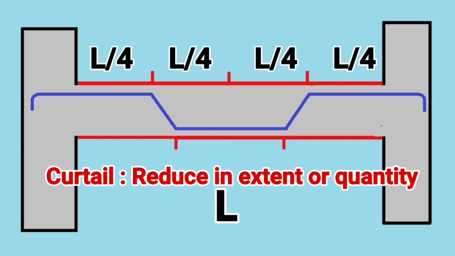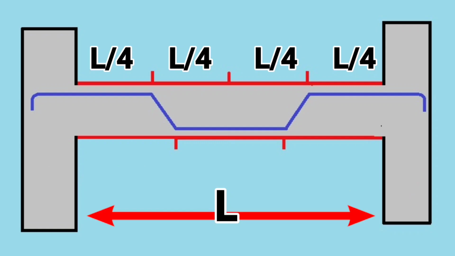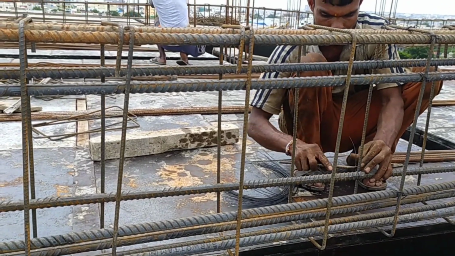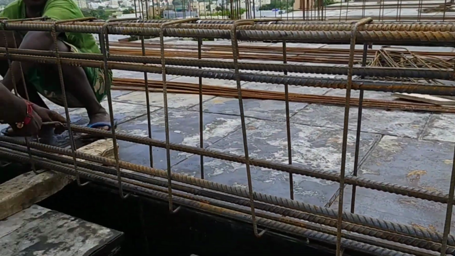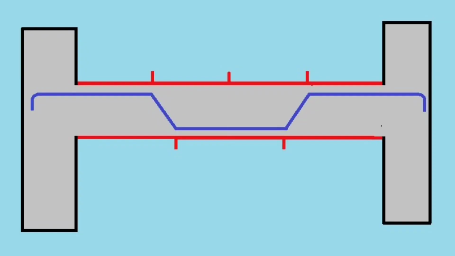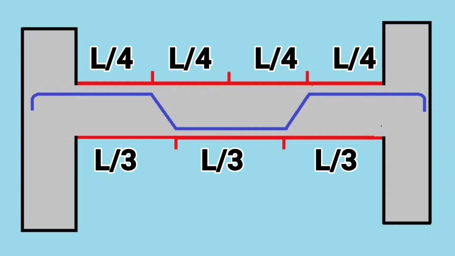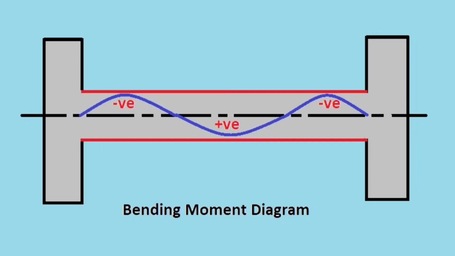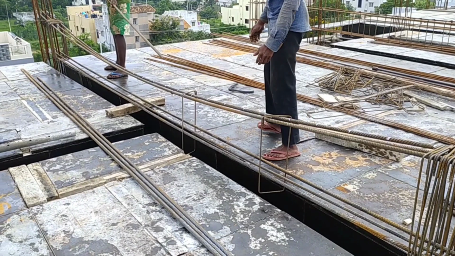The extra bars that are provided at the top are at a length of L/4 from the support. The curtailed extra bars that are in between the top and bottom reinforcement are at length of L/3 of the beam from the support. These reinforcements act in preventing the beam from these positive and negative bending movements.